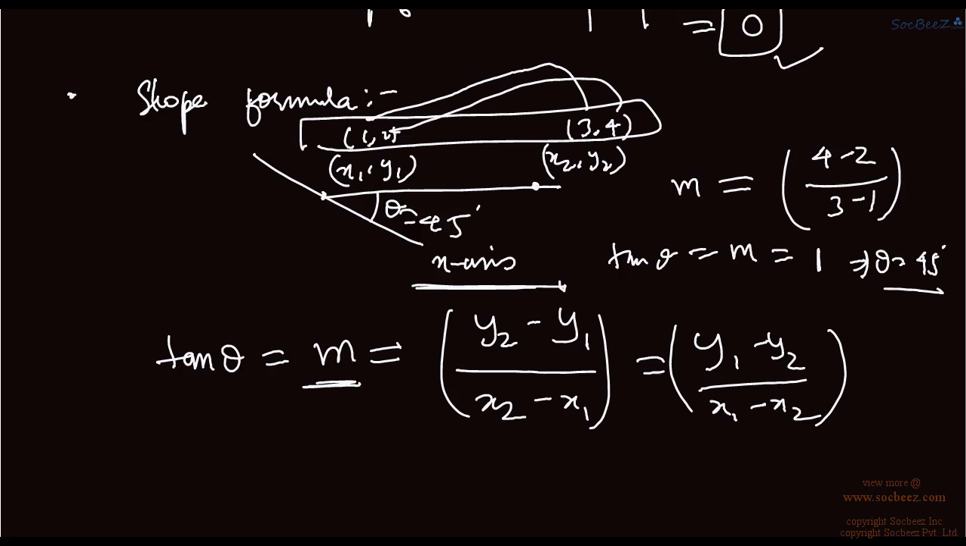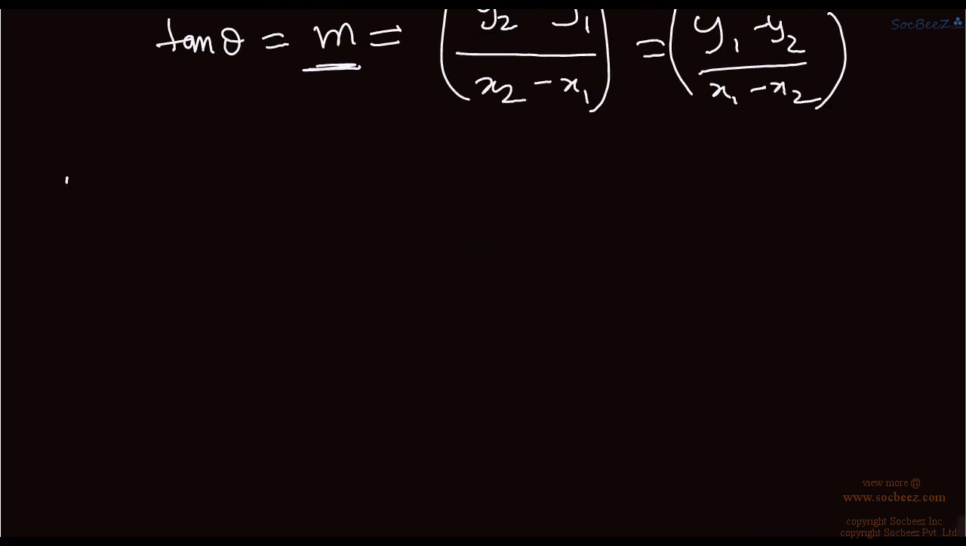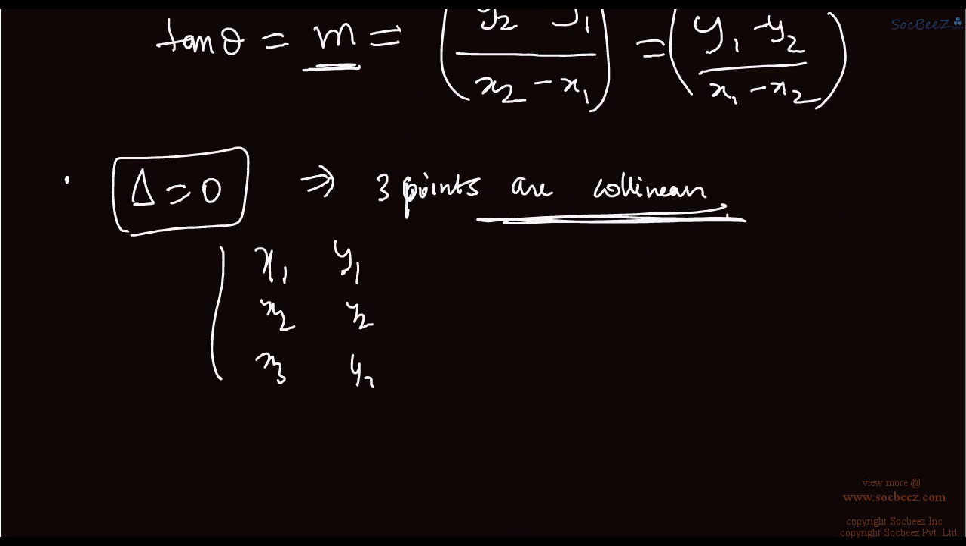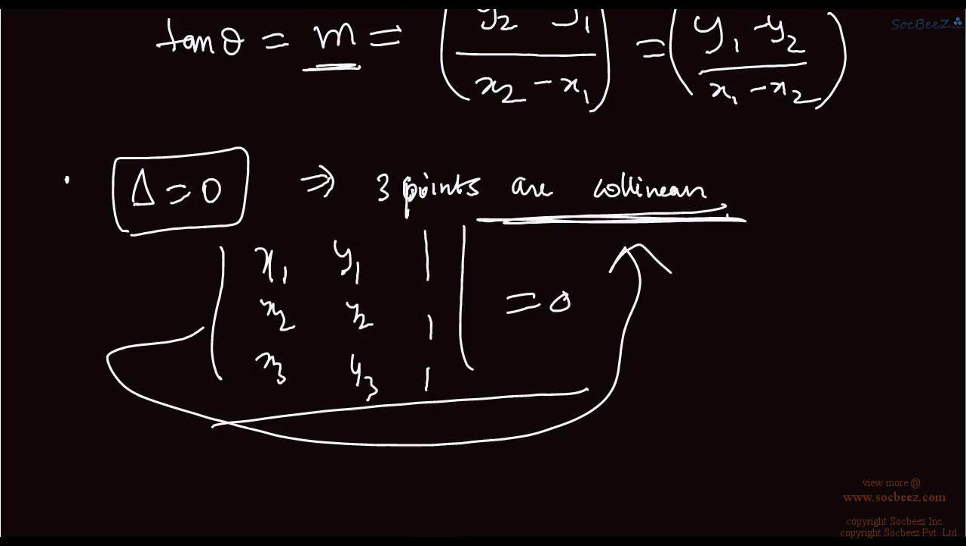Now the condition of collinearity, which I have discussed: if the area is 0, then this implies the 3 points are collinear. So if you want to check the collinearity of 3 points, then you must check the determinant, that is x1, x2, x3, y1, y2, y3, 1, 1, 1. If this determinant is 0, then these 3 points will be collinear.